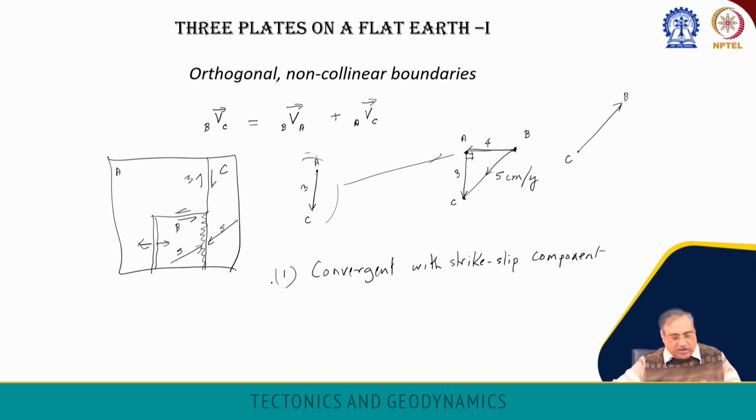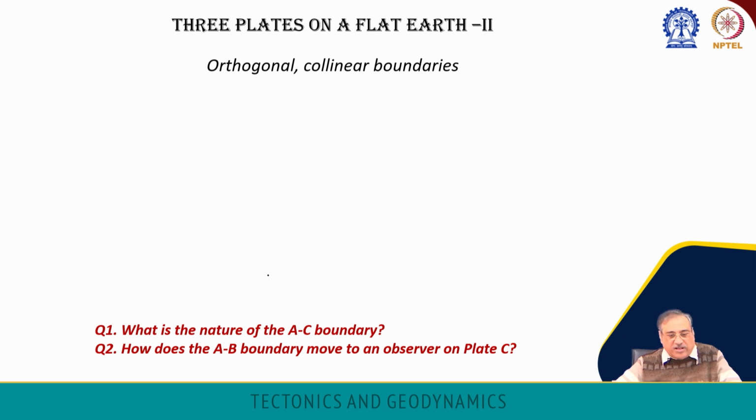We need to actually look at what kind of boundaries we can think of, which can be a little different from the things we have looked at. So, let us look at a different type of plate boundary. Let us say that the boundaries here now would be orthogonal, but let us also assume that a couple of them are collinear, not all of them.